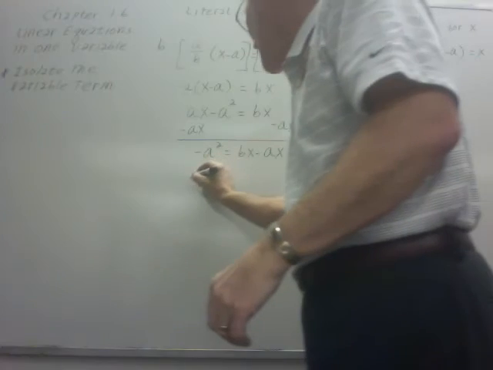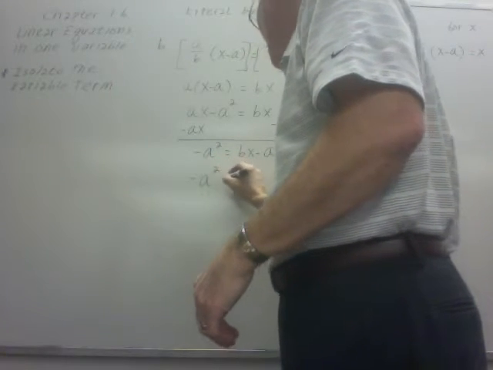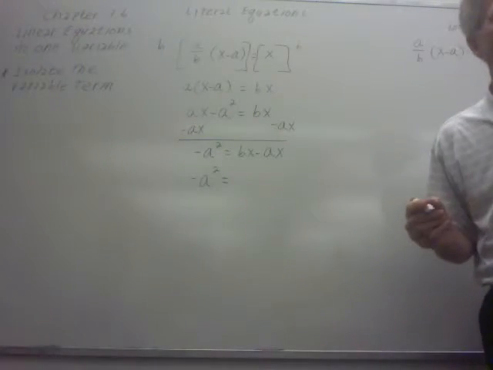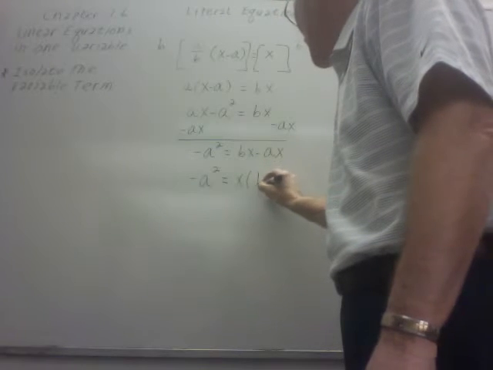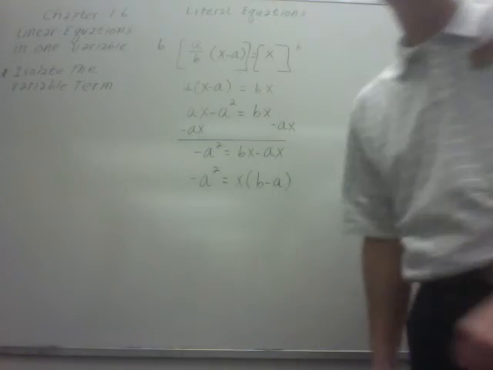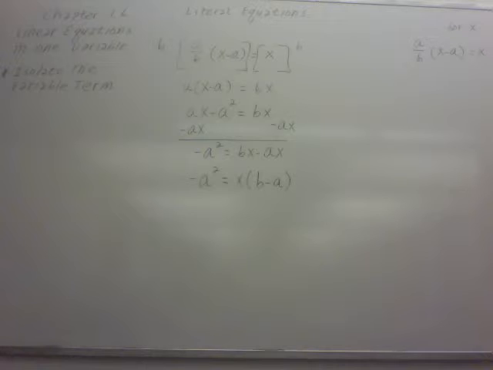Over here, I've got a negative a squared. Over here, I've got a common factor, which is x. When I factor out the x, I'm left with b minus a. X times b is bx. X times negative a is negative ax.